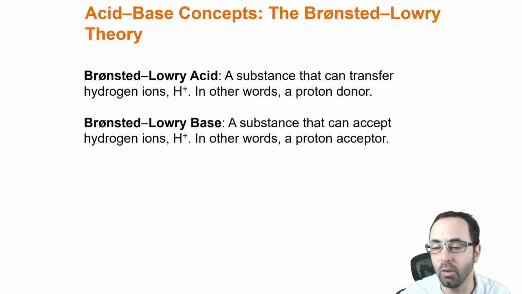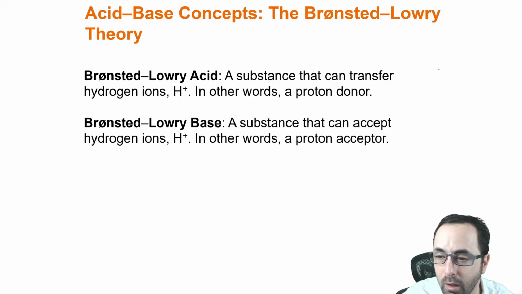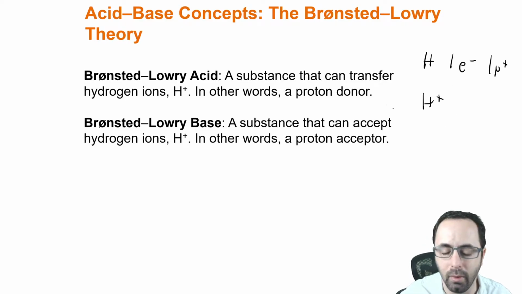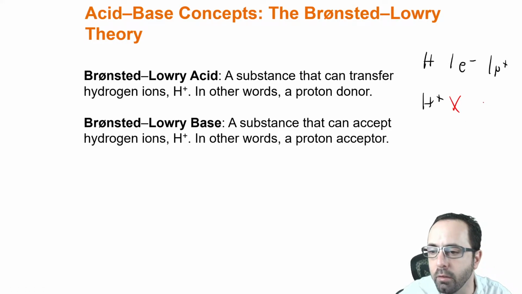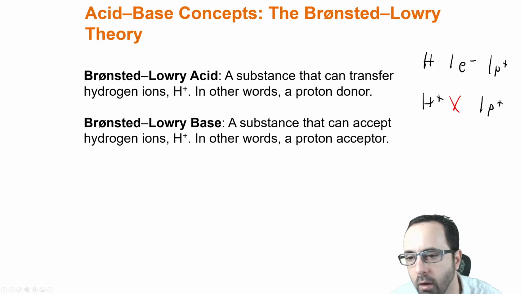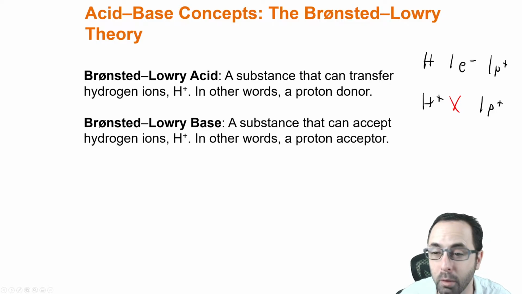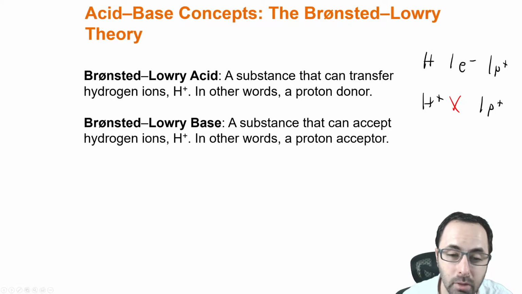By the way, if you're not used to the terminology proton, it's because an H atom has one electron and one proton. But an H plus 1 ion has no electron. That electron is gone. All you've got is one proton. So it's very common to call the H plus ion a proton, and I will probably call it a proton from now on.